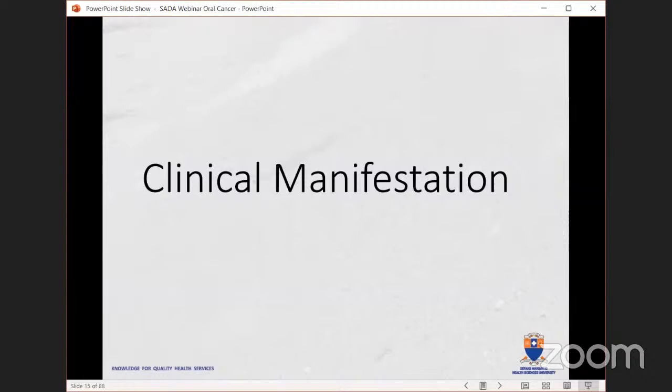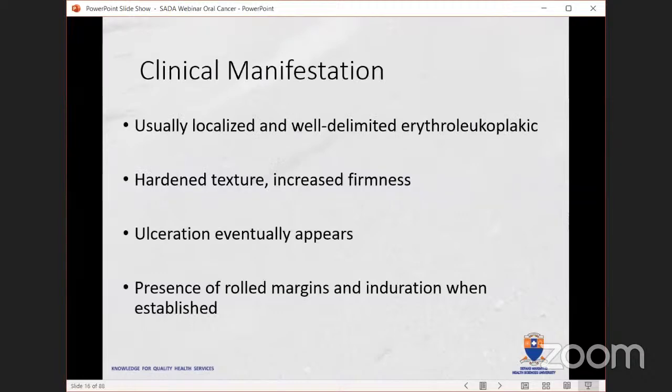Let's look at some of the clinical manifestations. All squamous cell carcinomas initially manifest as localized and usually well-delimited erythroleukoplakic areas. Apart from the red or combined white-red color, the only salient feature of these lesions is their hardened texture, resulting from partial loss of mucosal elasticity.